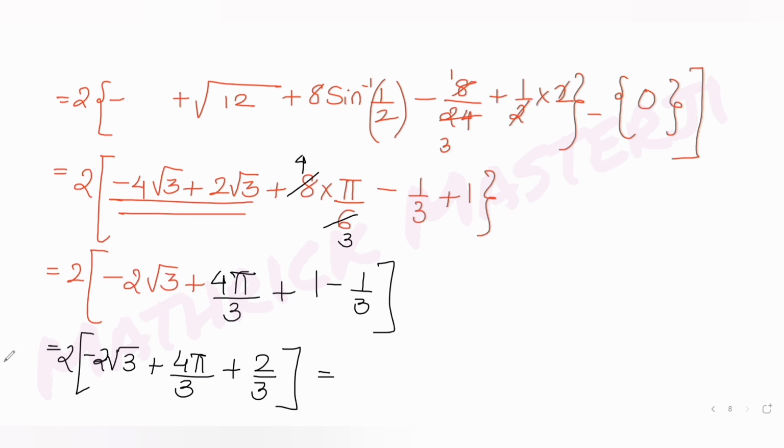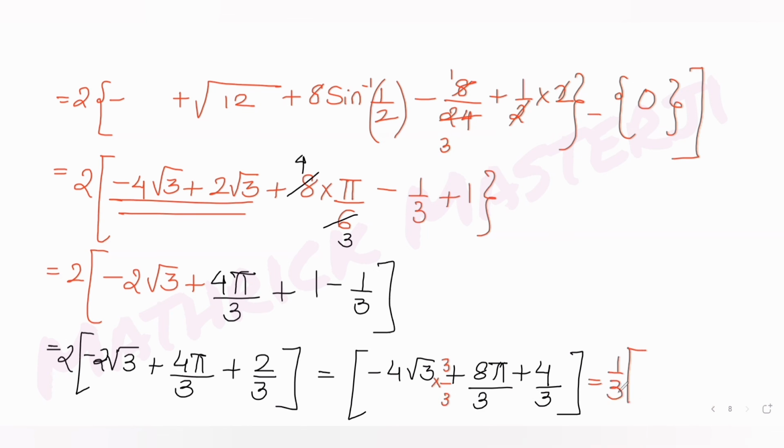So if I try to take out 2 also common here, so 3 also common here, and if I multiply throughout with 2 inside, I get minus 4 root 3 plus 8 pi plus 4. In the denominator for these two terms, I have 3. So I just want to take out 3 outside, because if you see the answer choices, it is 1 over 3 outside. So I will multiply this first expression by 3 on both sides and then take it out. So 1 over 3, you get 4 plus 8 pi minus this becomes 12 root 3. So that is the expression or the answer that we needed to find out.